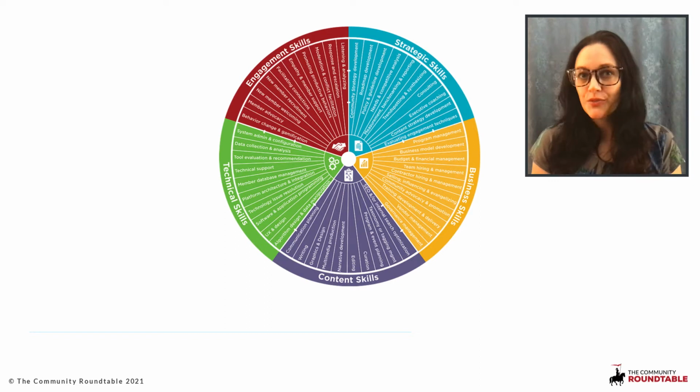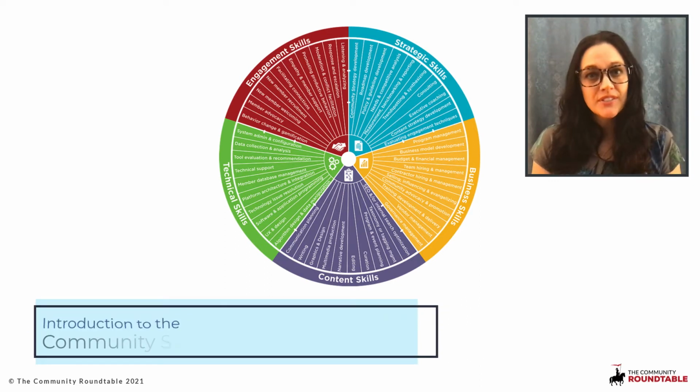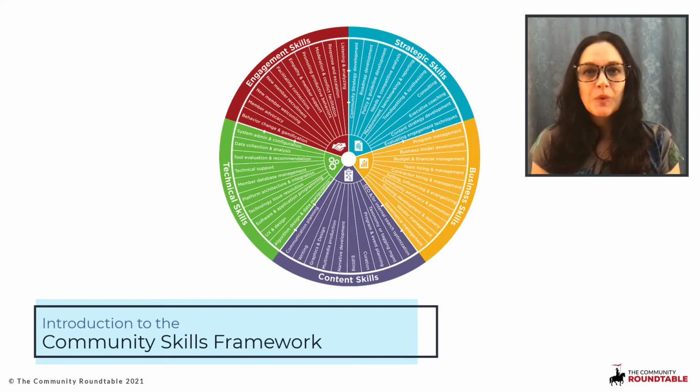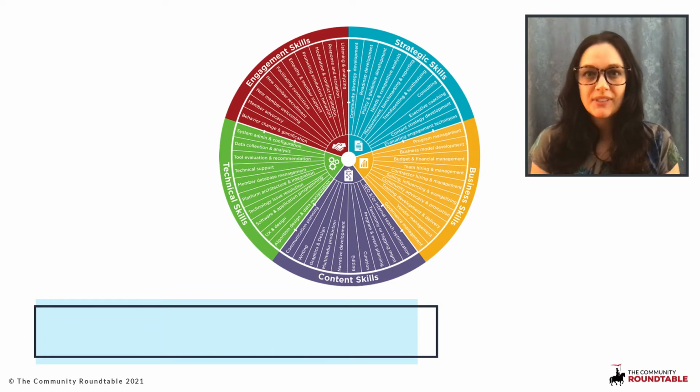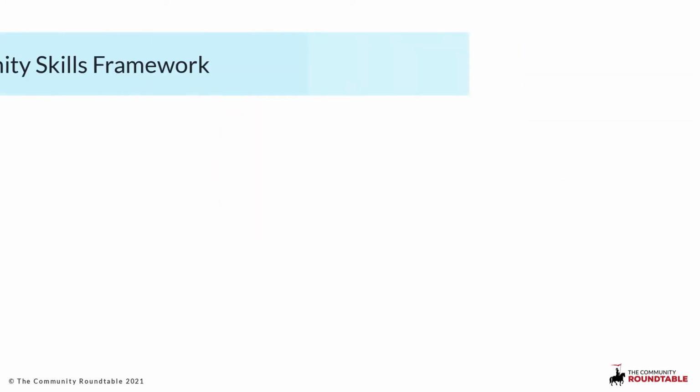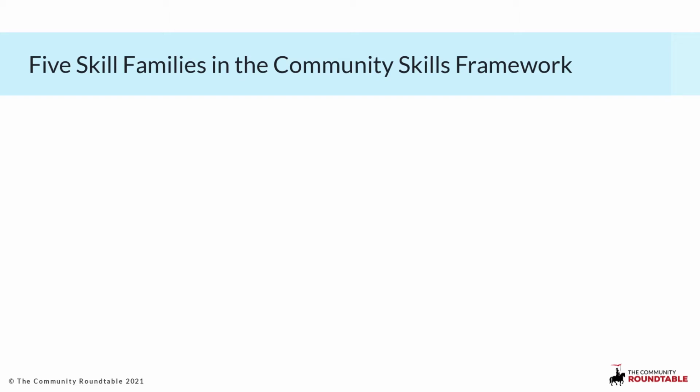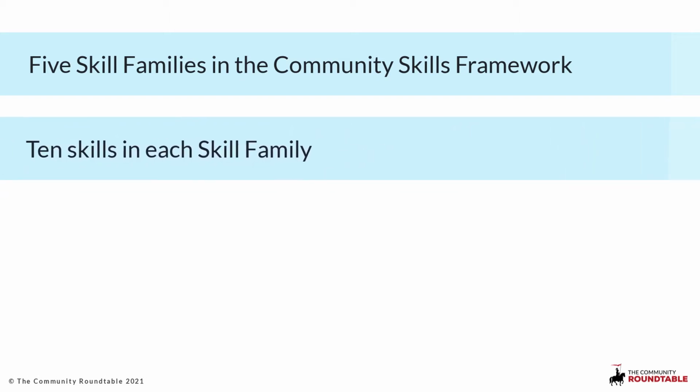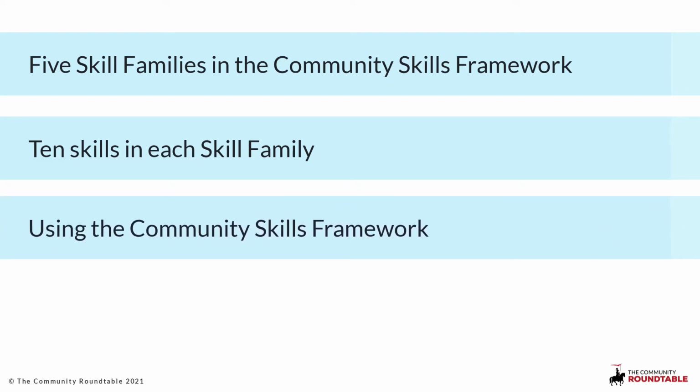We developed this framework to help community practitioners and their stakeholders understand what skills are needed to have an effective community team. At the end of this session, you'll have an understanding of the 5 skill families, the 10 skills in each family, and how to use the framework to better understand the roles and scope of different facets of community management.